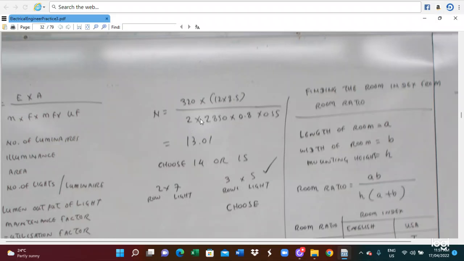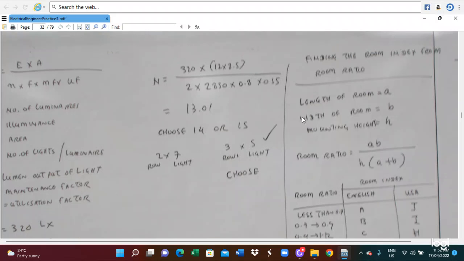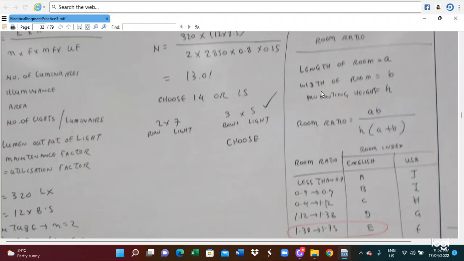When you substitute in this formula, you get N as 13.01. In this case, for 13.01 we can select 14 or 15. If you select 14, there are 2 rows and each row gets 7 lights. If you select 15, you have to use 3 rows and each row gets 5 lights. So this is the way we calculate that.